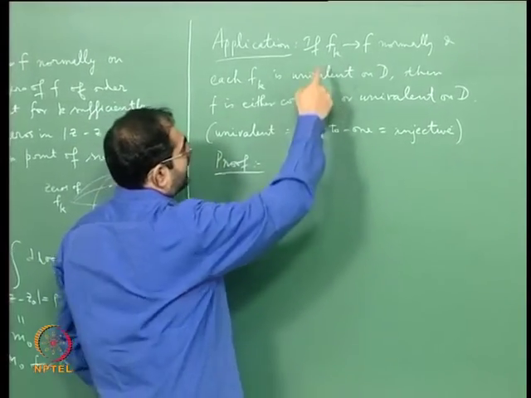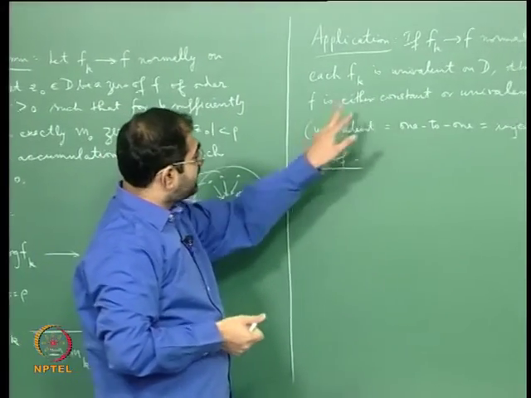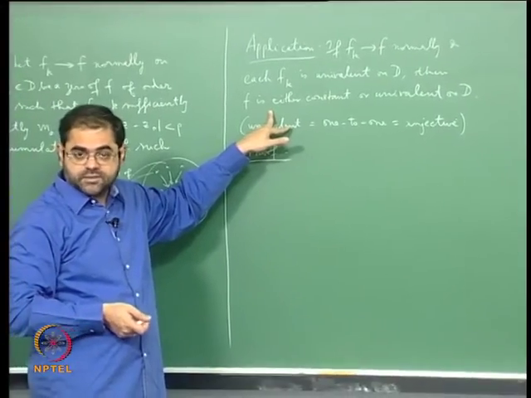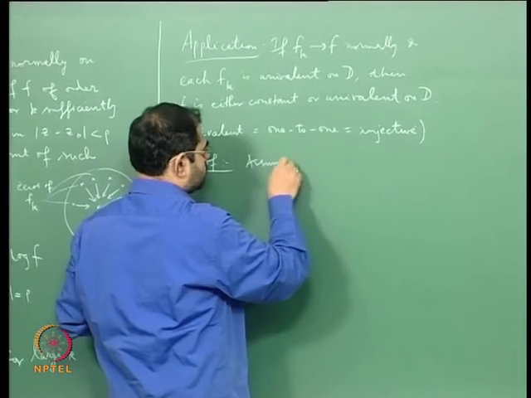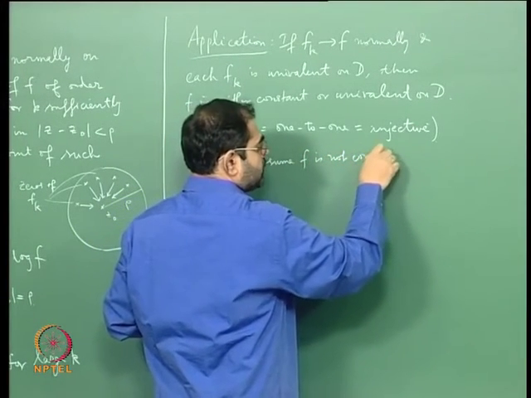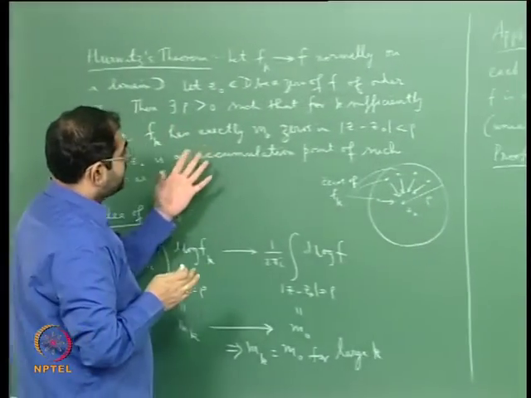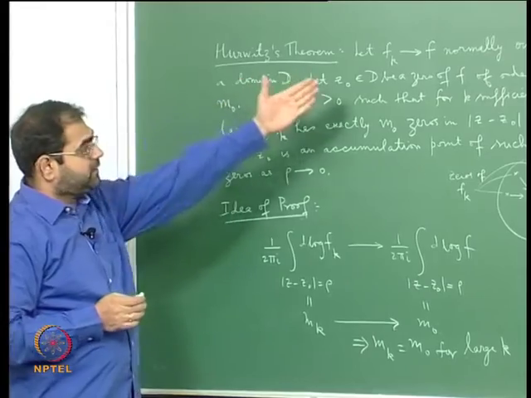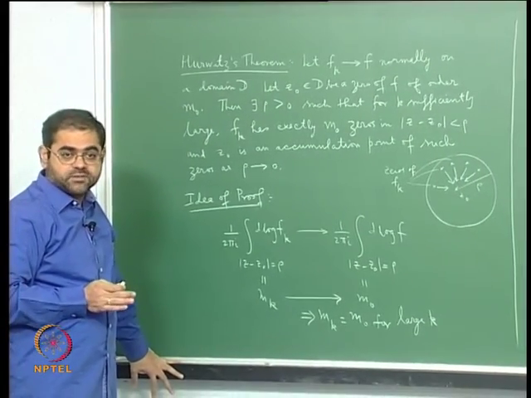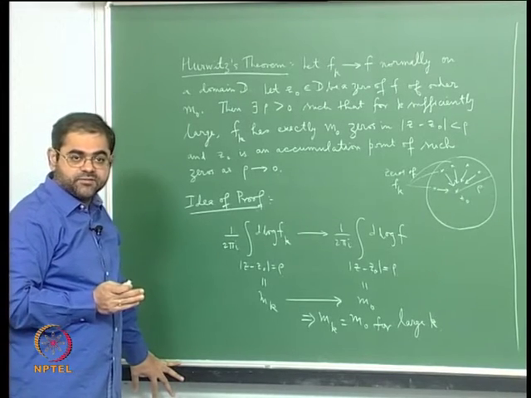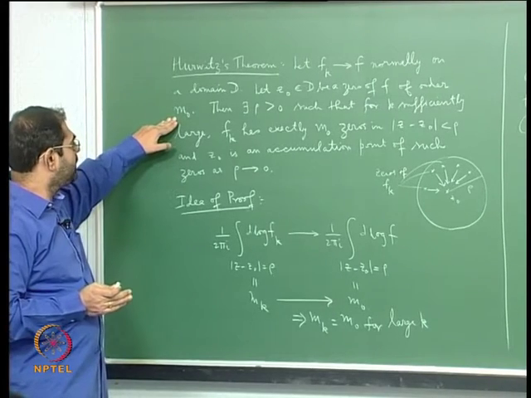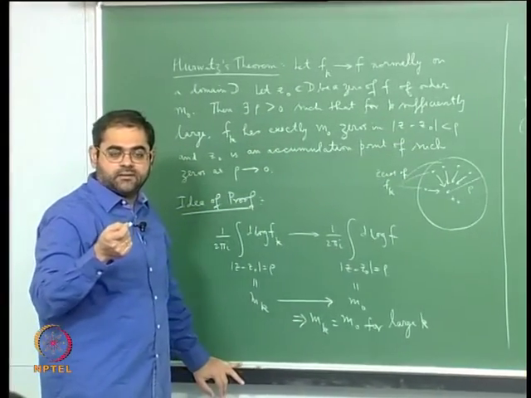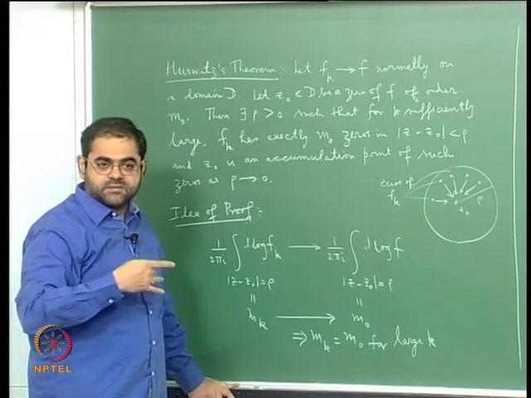See, I know that each f_k is one to one, and I want to show that f is one to one. The result says that f is one to one provided f is not constant. So you assume f is not constant. I want you to remember that the moment I say that f has a zero of finite order m, I am assuming that f is not constant, because if f is constant then f has to be identically 0, and then you will not be able to find a disk surrounding a zero where there are no other zeros, because every point is a zero.